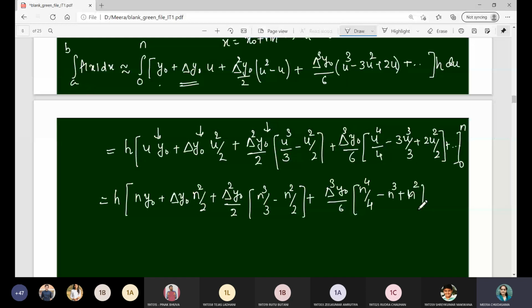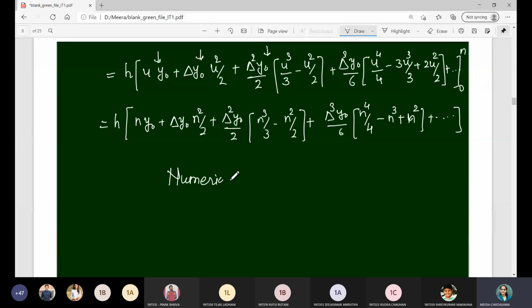This is called the numerical quadrature formula, from which you can derive the rectangle rule by considering n is equal to 0. When you consider n is equal to 1, you can derive the trapezoidal rule. When you consider n is equal to 2, that means, here we have considered n plus 1 data, where I have written it, just let me know.